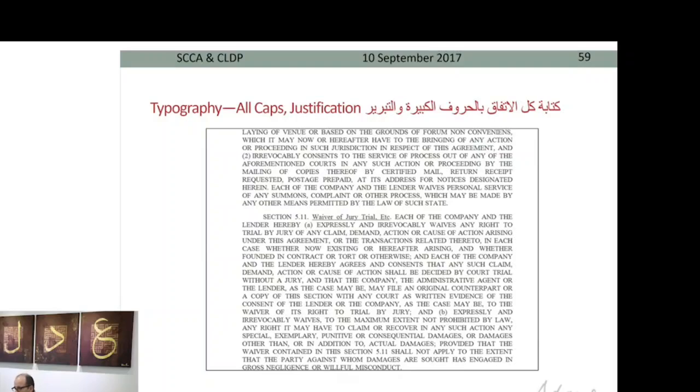So if you want to make something conspicuous and you feel you want to make it look special, use bold, italics, or put a box around it. So that's what you can tell U.S. lawyers who give you all caps.